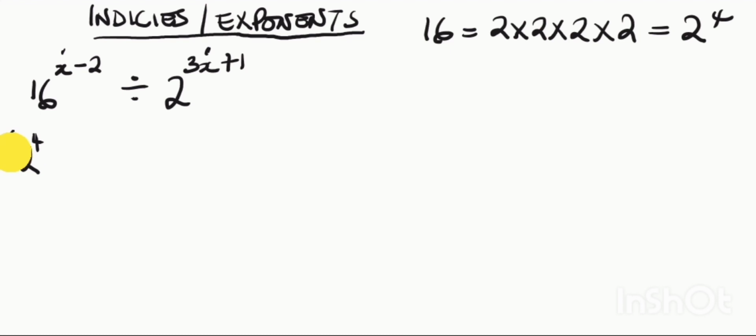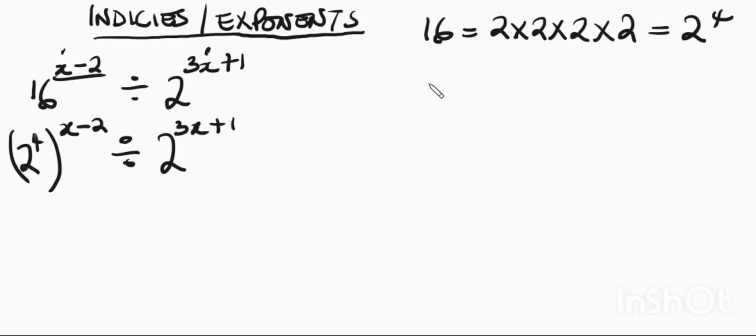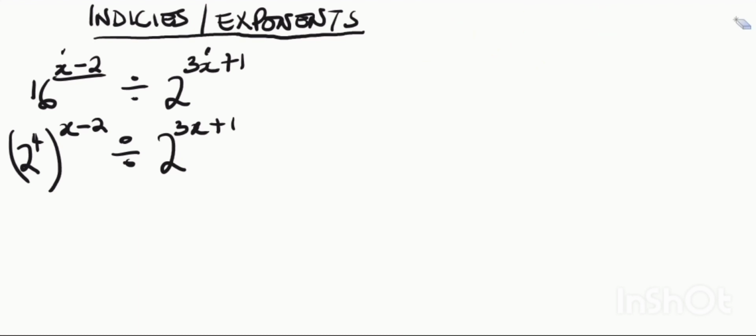However, there is already a power there, which is x minus 2. You're not throwing it away. It's still there, x minus 2, divided by 2 raised to the power 3x plus 1. Let me get rid of this. You might need that to solve. So the bases are the same now. We can solve 2 raised to the power 4 raised to the power x minus 2.